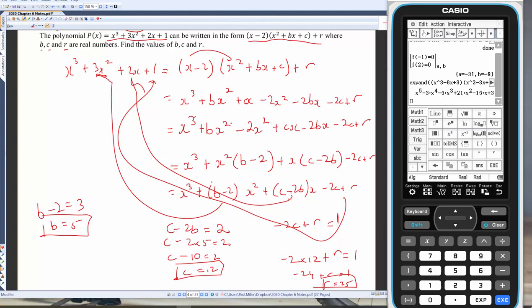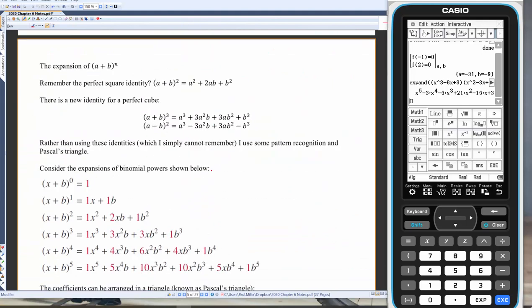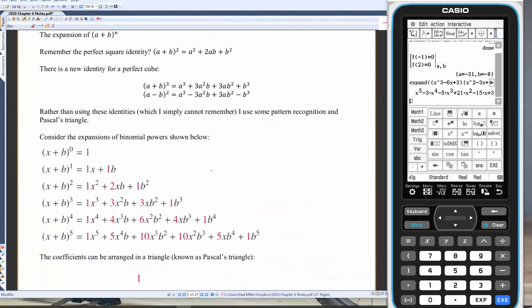Okay, so equating coefficients. That might look tough to you, but think of another way to do that problem. I don't know of one. Okay, so now it comes to the point where we've got to try and expand polynomials of this form here. Now, we've seen a plus b to the power of 2. That's the perfect square expansion.